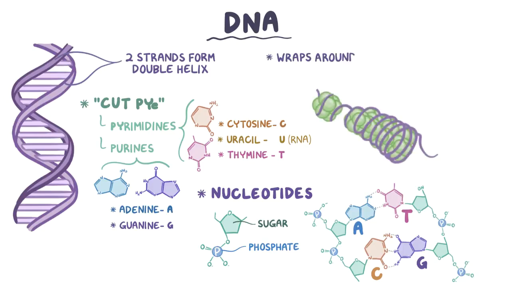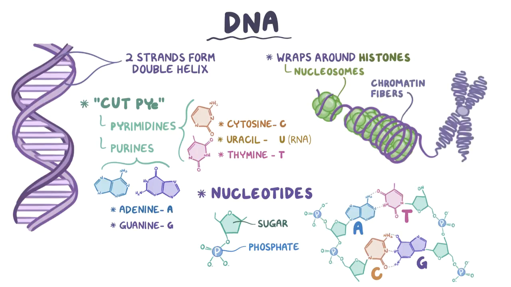DNA wraps around histones to form nucleosomes. Then the nucleosomes condense to form chromatin fibers. And finally, chromatin condenses to form 46 chromosomes.